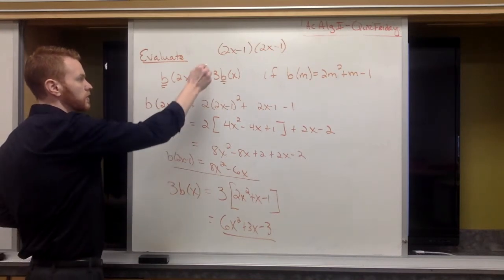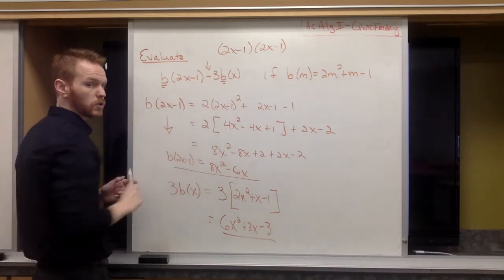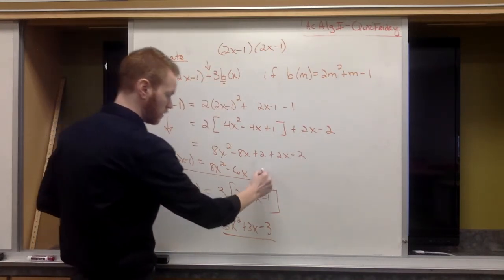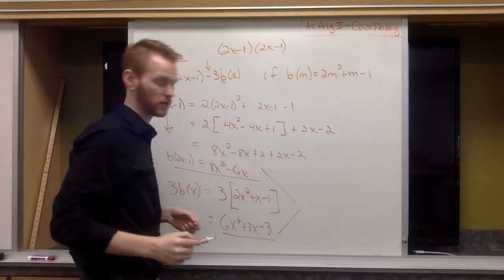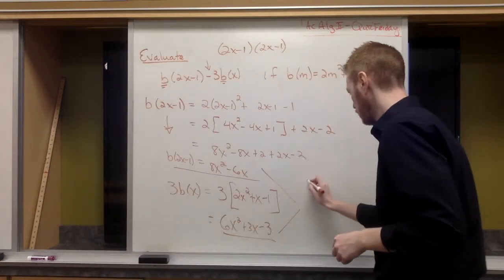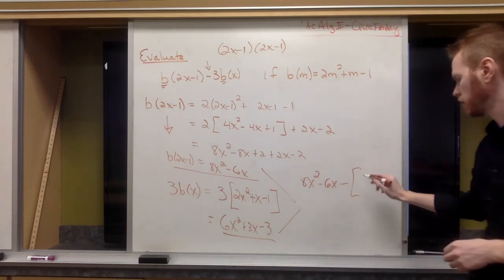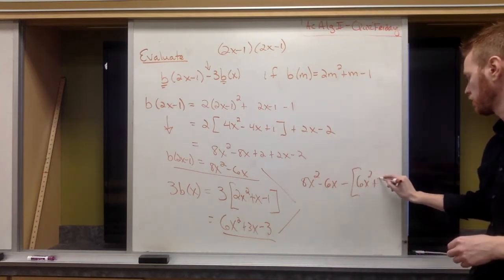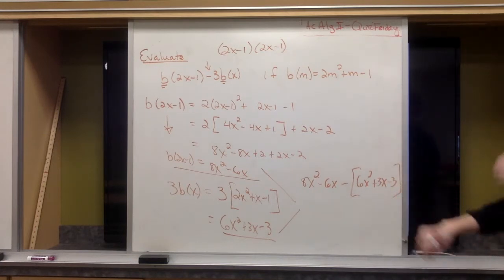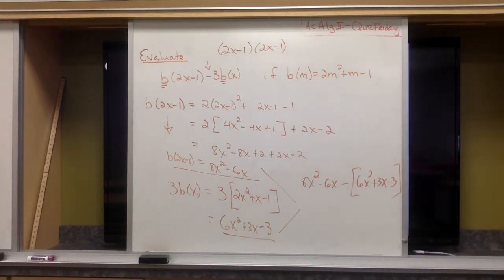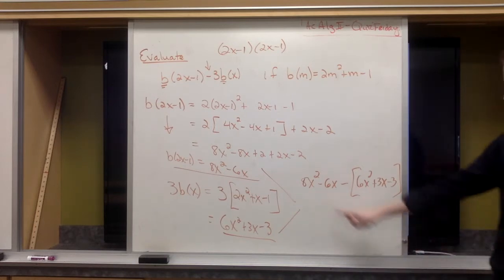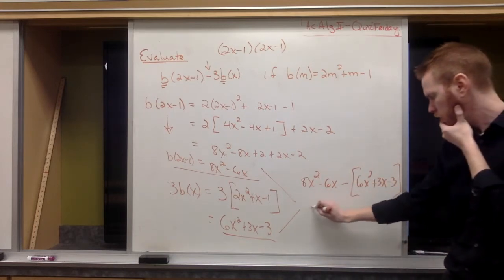Now, if I look back up to the original, I'm supposed to subtract these two results. Okay? So boom, boom. Let's go ahead and subtract. So I have 8x squared minus 6x, subtracting the other guys, which would be 6x squared plus 3x minus 3. 8x squared minus 6x squared is 2x squared.